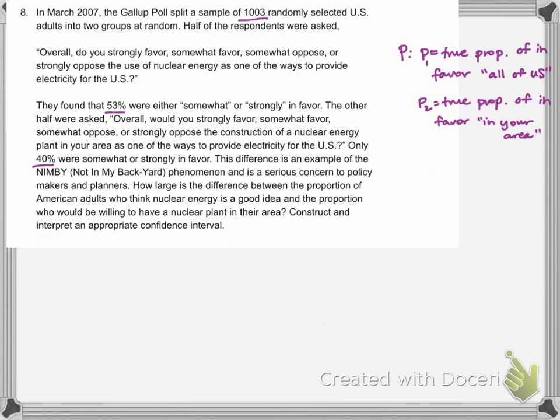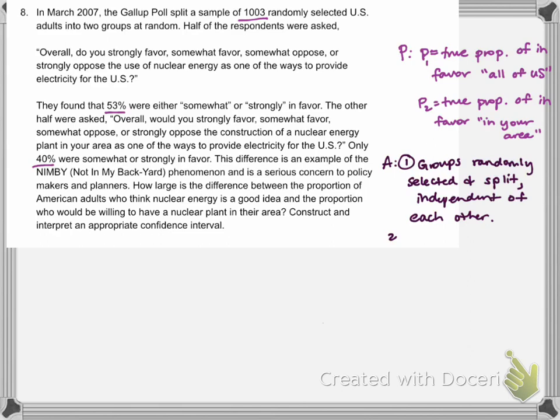Meaning things that we know are for the greater good, like we want them in the world, but not too close to me if it's potentially a risk, right? And so I defined my two proportions here. P1 I said is the true proportion who are in favor of nuclear energy for all of the U.S. And then P2 is the true proportion in favor of nuclear energy in my area. Okay? And then I found my P-hats and my n for each group. And then I started checking my conditions.